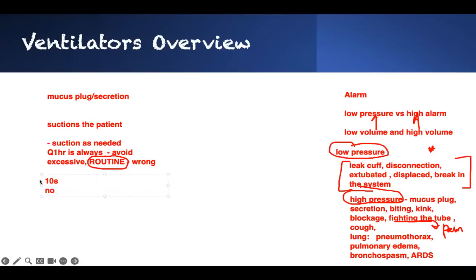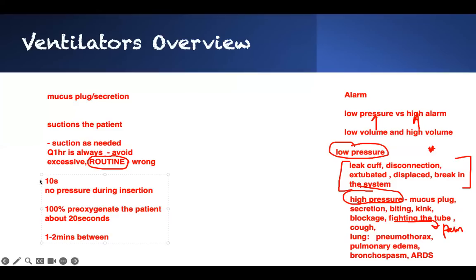Okay, no pressure when you put the suction in. No pressure during insertion. You should not do that. Before you do it, give 100% oxygen and pre-oxygenate the patient for about 20 seconds. Pre-oxygenate them as much as you can with the FiO2 of 100%, 20, 30 seconds, then you can suction them. Wait 1 to 2 minutes between suctioning so that they can recruit, and then suction them again. Those are the key facts.